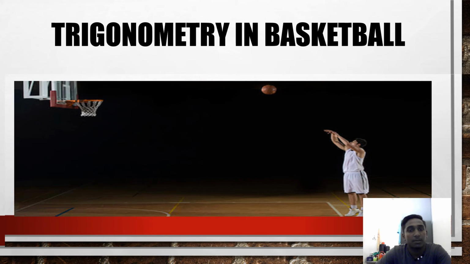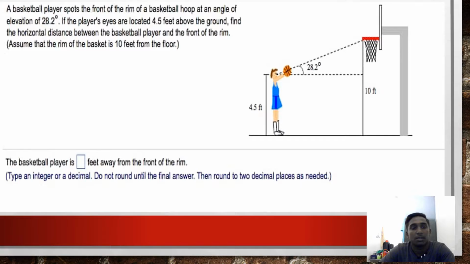And now it is about trigonometry in basketball. This is a question about basketball. A basketball player spots the front of the rim of a basketball hoop at an angle of elevation of 28.2 degrees. If the player's eyes are located 4.5 feet above the ground, find the horizontal distance between the basketball player and the front of the rim.